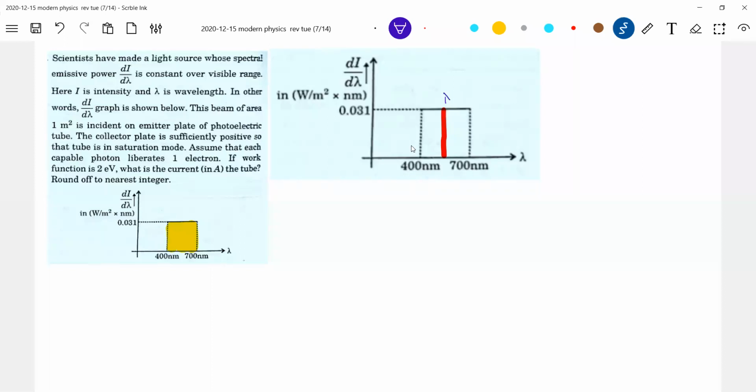What is the value of dI by d lambda? I think dI by d lambda is one fixed value, no? How much is it? It is 0.031, let's call it some alpha. So dI by d lambda is alpha.